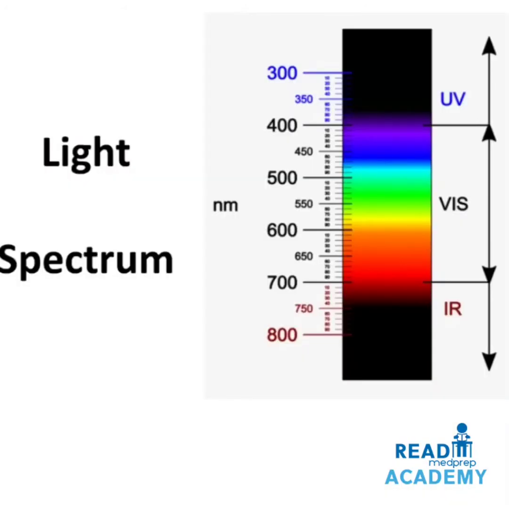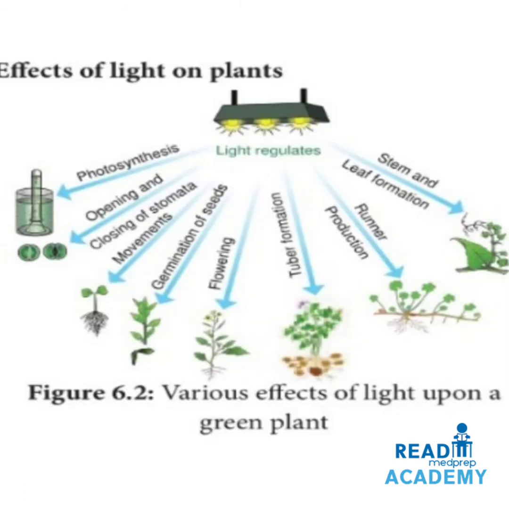Here you can see the light spectrum, where between 300 to 400 is the ultraviolet light, the visible spectrum ranges from 400 to 700 nanometers, and beyond 700 to 800 or above is the infrared light. What are the effects of light on the plants? Light regulates photosynthesis, opening and closing of the stomata, movements of the plant, germination of seeds, flowering of the plants, tuber formation, runner production, stem and leaf formation.